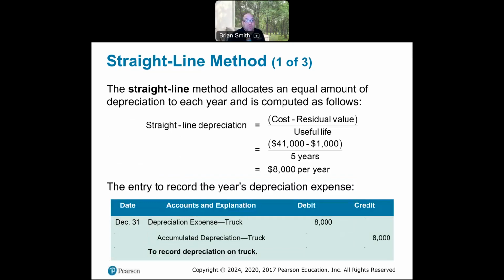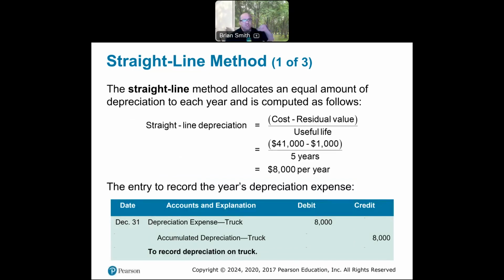So again, just something someone dreamed up one time, probably. Here is your method: cost minus residual value divided by useful life. All right. So in this situation with this truck, I guess we're going to take 41,000 minus the residual value of 1,000.